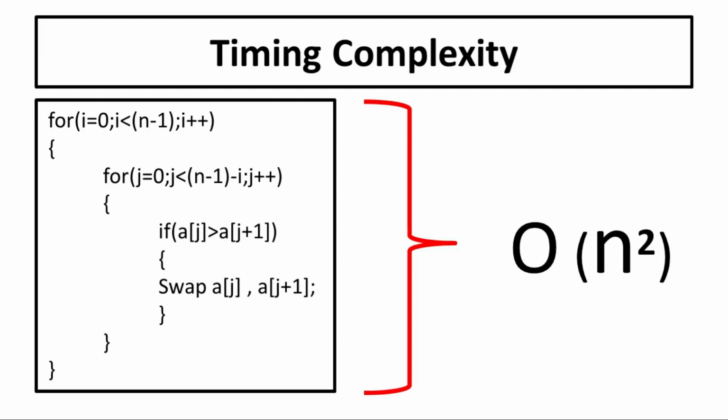We don't mind how many times we are swapping the elements. What matters is the total number of times your j loop is executing, which depends upon the i value. So the worst case complexity is order of n square.